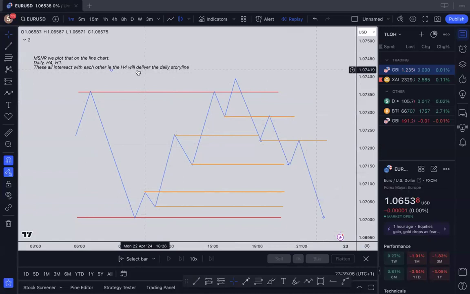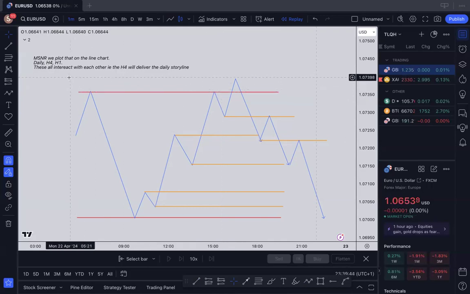So the H4 will play from the H1, the daily will play from the H4, and the H1 will play from the 15-minute. Now, for those who have been in the group for a long time, you know I don't really like to go lower than the 15-minute in terms of MSNRs. So I would just stick to following the H4 storyline and the daily storyline.